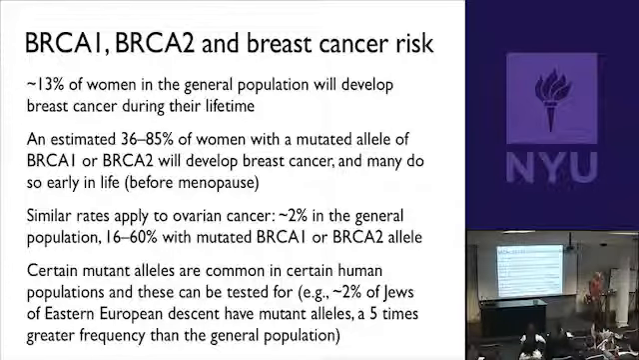As with other genetic diseases, these bad alleles of these two genes tend to run in certain populations more frequently than others. And yet again, about 2% of Jews of Eastern European descent have mutant alleles, whereas 5 times fewer in the general population do. Okay.